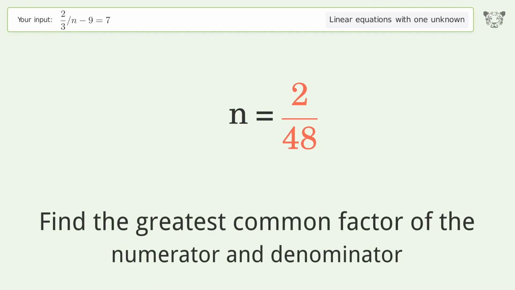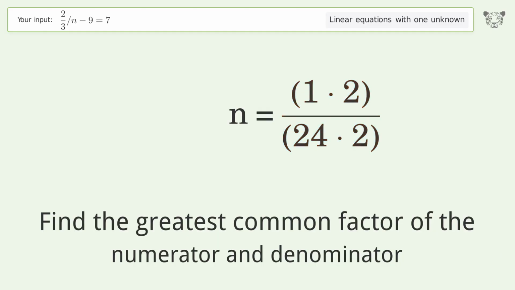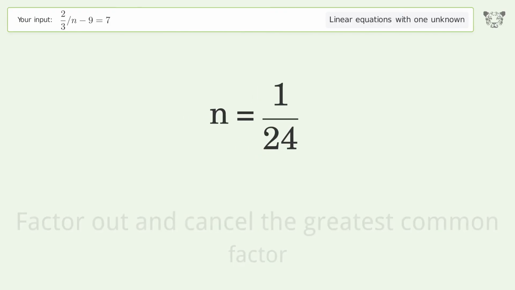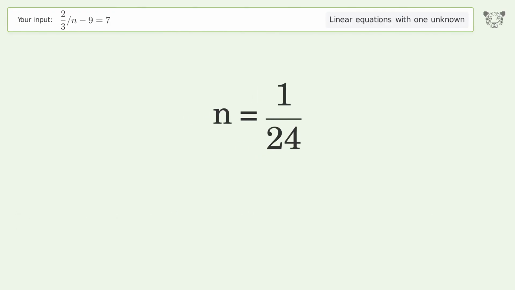Find the greatest common factor of the numerator and denominator. Factor out and cancel the greatest common factor. And so the final result is n equals 1 over 24.